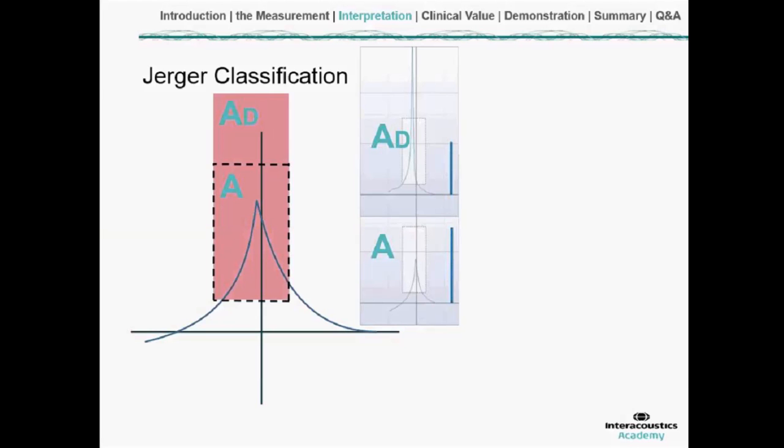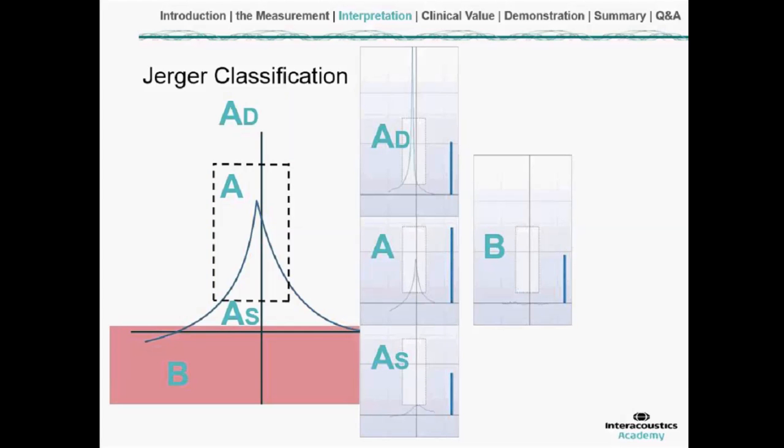Then if the middle ear pressure is within the normal range, but the compliance is very high, so it's very easy for sound to pass through the ear, then it is a type AD. It is a type AS if the pressure is within normal range, but the peak is on the low side. Then if no peak can be detected, or if the peak is below a very low number, then it's labeled as a type B.